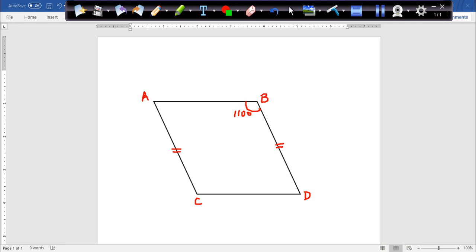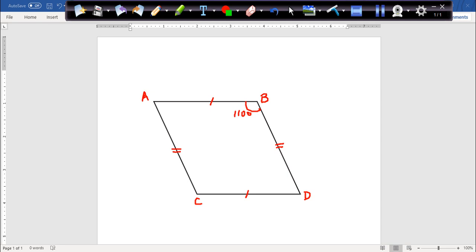And here, this side and this side is equal in measure. That's what those lines mean. And they told you that in the beginning. It says, if you look at the top of the book, bold print, sides with the same markings are equal, right? So they want to know, what is the measure of angle A?